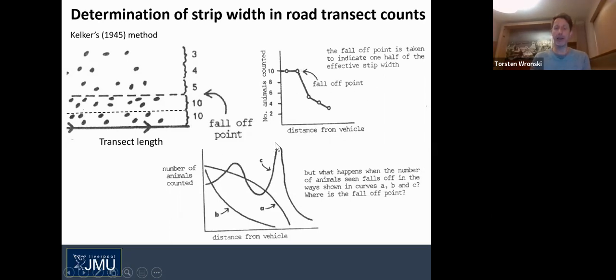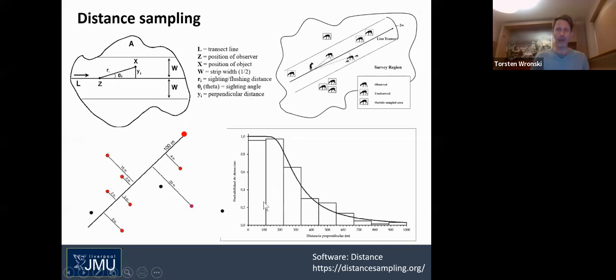But in such a case, if the categories are irregularly distributed along the distance from the transect line, we can determine no fall-off point. The same for a continuous decline like in A and B. So in order to overcome this problem, a software was developed, and this software is freely available on the net under this link, and the software is called Distance. The method applied here we refer to as distance sampling.